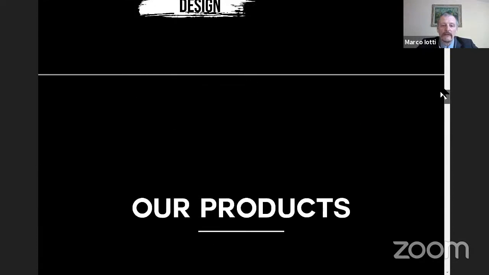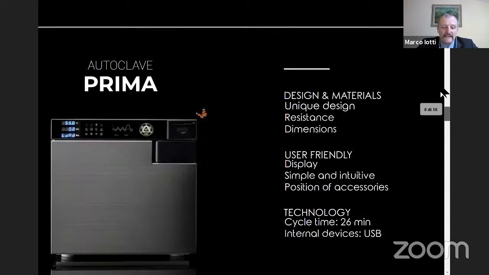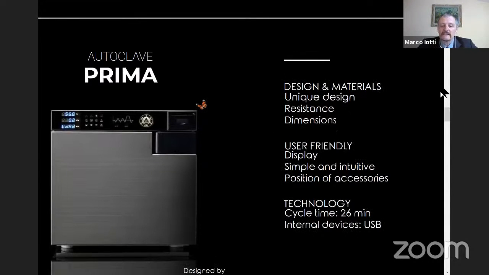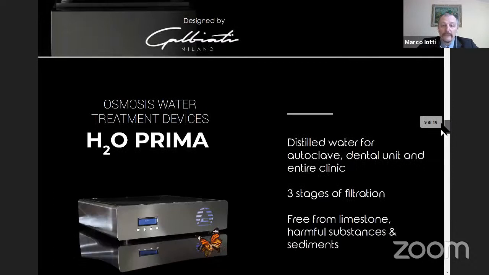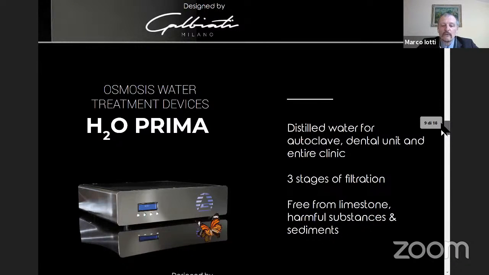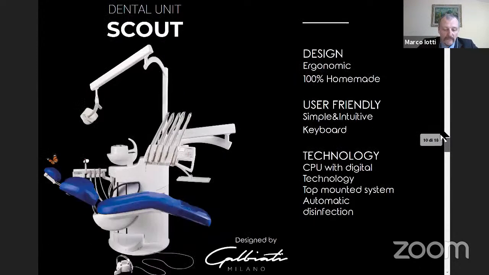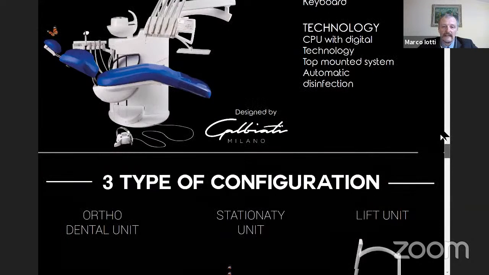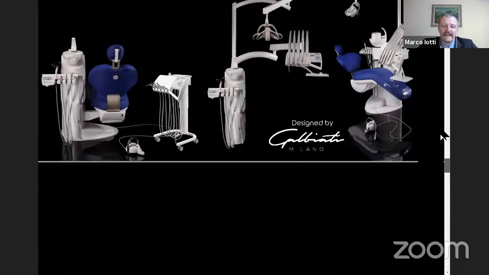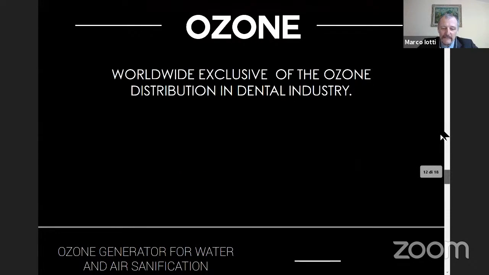These are our products. The sterilizer Prima, very fast, made of stainless steel, top quality. A2O Prima, it makes the right quality of the water for our machines. Dental unit, ergonomic, user-friendly, innovative, different configurations available. And finally, ozone. Finally, we can tell about the ozone. Ozone kills bacteria and inactivates virus.